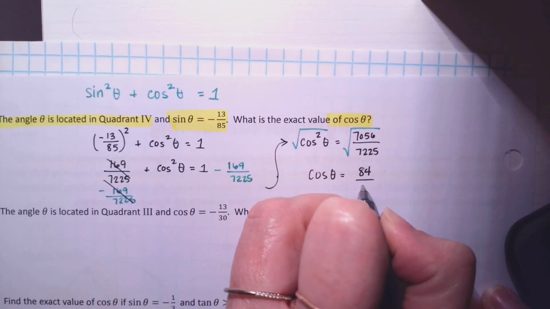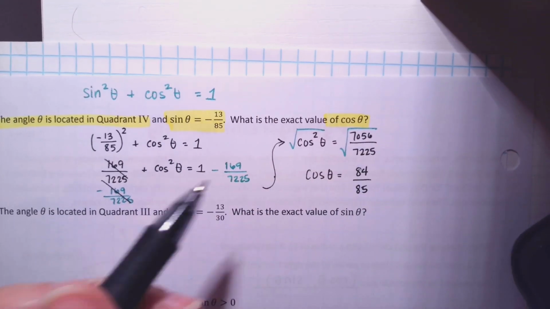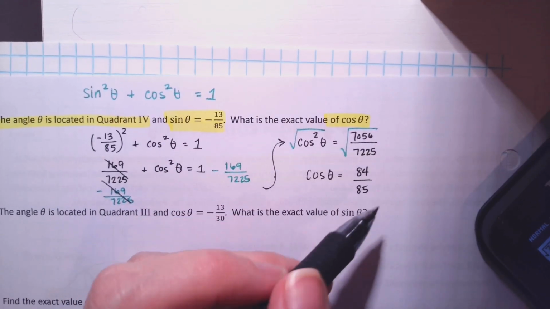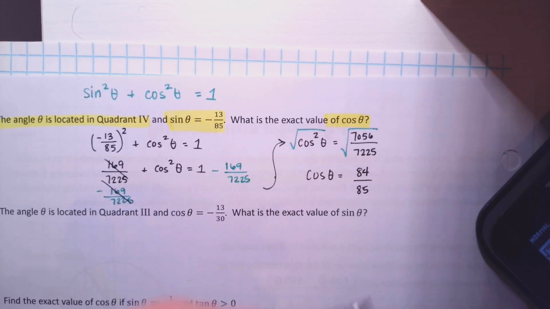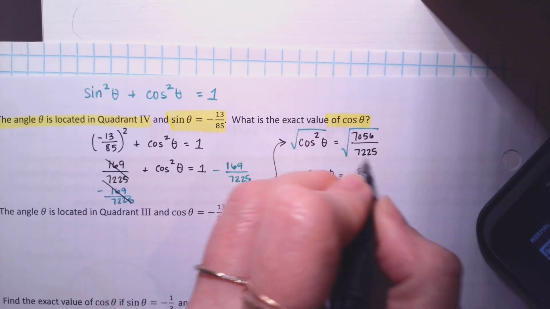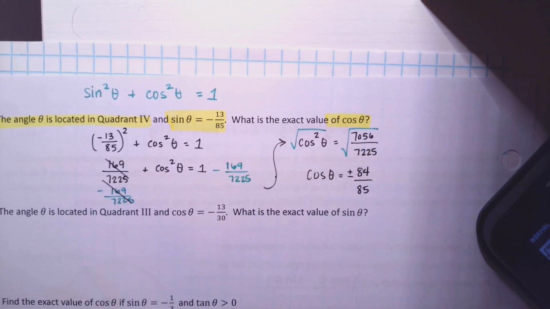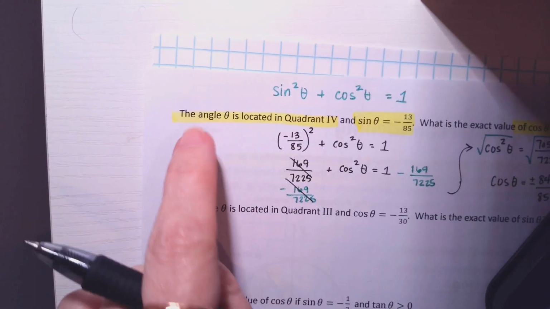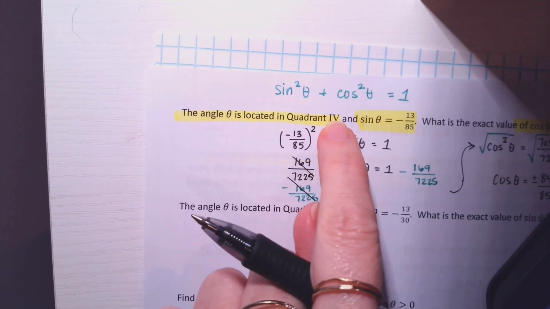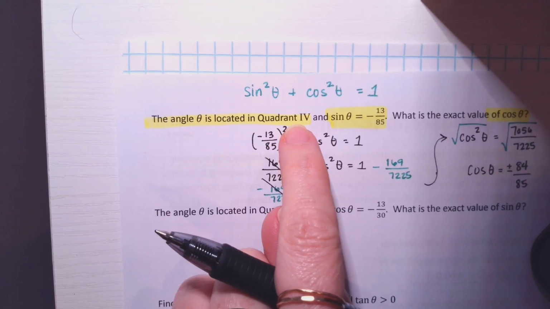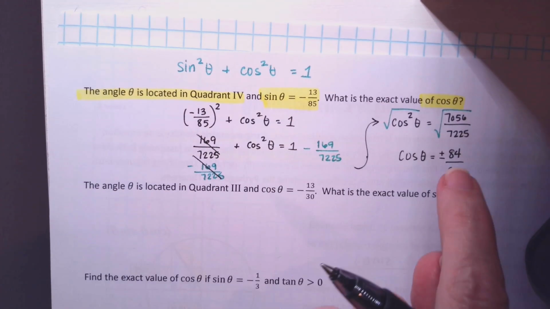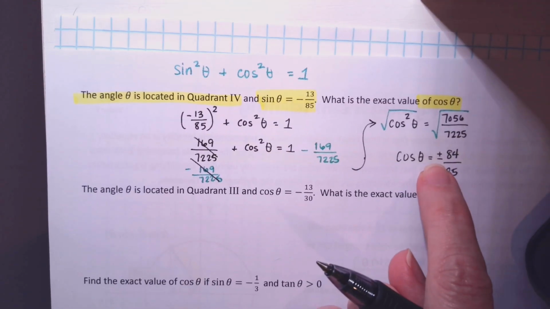That is not a pretty answer. But remember when you're doing a square root and you're solving, technically this should be plus or minus, okay? But only one of those can be the right answer. It's not both positive and negative 84 over 85. So we have to use this information right here where we were told the angle is located in quadrant 4 to help us figure out whether we should keep the positive or whether we should keep the negative.